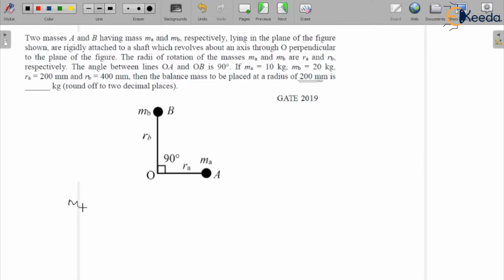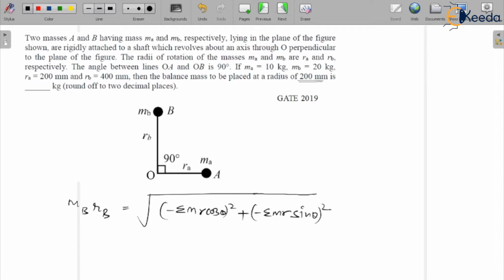We all know that the formula is Mb equals the square root of the square of the summation of MR cos theta plus the square of the summation of MR sin theta. This is the formula. So we will first calculate the summation of MR cos theta, which is the horizontal component of forces, and the summation of MR sin theta, which is the vertical component. So we will solve this step by step.